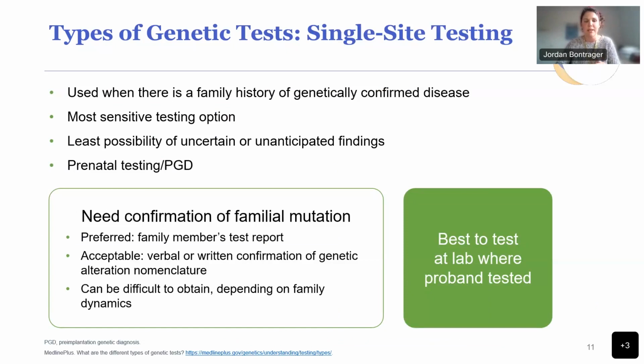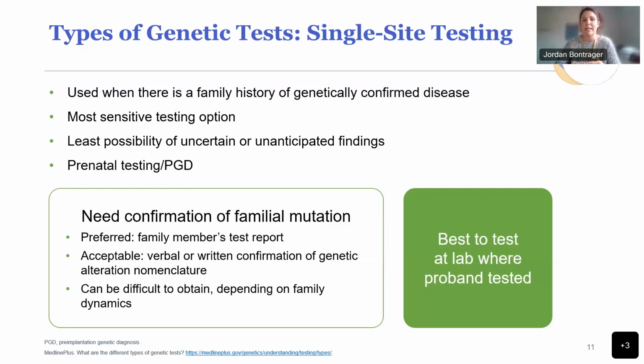This is used in a scenario where there's a family history of genetically confirmed disease. So this is a scenario where you have a patient come to your clinic, they say, my mom has a diagnosis of X disorder, she's had genetic testing, you may be able to do single site testing. This is going to be the most sensitive testing option. So what this does is it's just looking for that familial mutation as opposed to looking at many genes at once or even looking at a full gene at once. Depending on the lab, they may look at the full gene or they might just really look at that specific location of the family member's mutation.